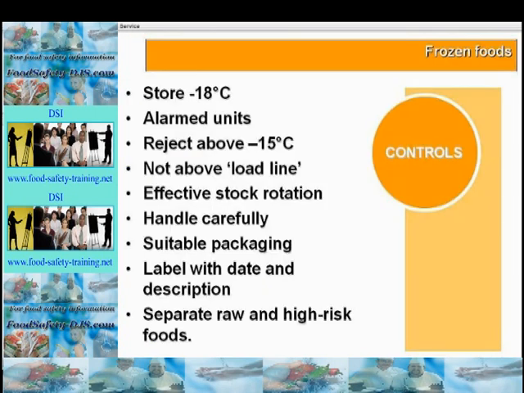Controls for frozen foods include storing at a minimum of minus 18 degrees Celsius, the use of alarmed units, and rejecting food if above minus 12 degrees Celsius, or minus 15 degrees Celsius if quick frozen food, which you can thaw and use as fresh. Thawed food must not be refrozen. Do not load above the load line. Use effective stock rotation, handle carefully, and use suitable packaging to make sure everything is covered, wrapped and labelled with a date and a description. Prevent temperature gain, separate raw and high risk foods, and do not open the door for longer than is necessary.